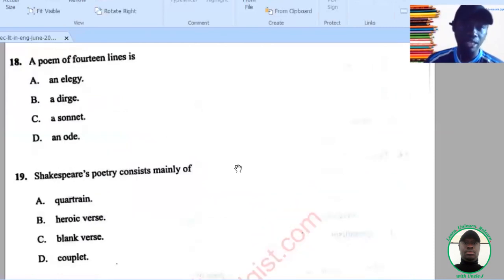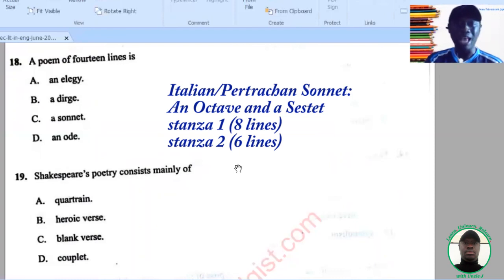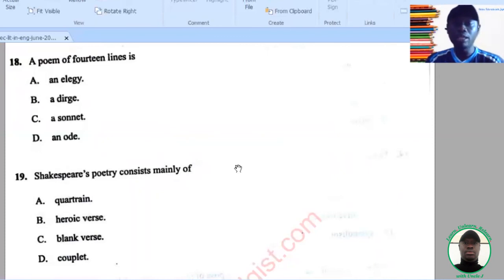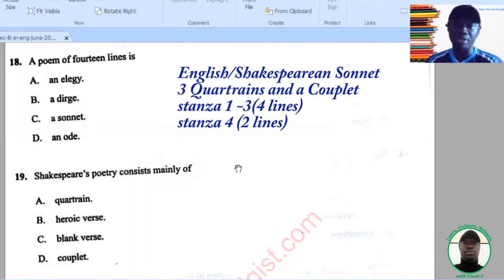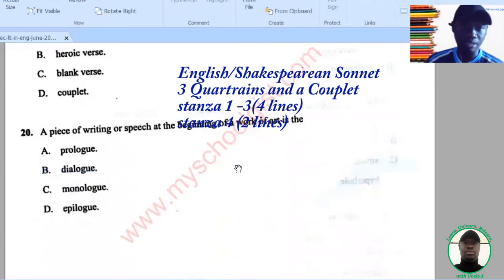Now let's go back to question 18. Remember I told you here that there are two types of sonnet, the Italian or Petrarchan and the Shakespearean or English. The Shakespearean or English type of sonnet consists of 3 quatrains and a couplet. The Shakespearean sonnet consists of 3 quatrains and a rhyming couplet. So the dominant lines of poems in Shakespearean poems is quatrain. So you have 3 quatrains and a rhyming couplet. So quatrain, option A, is the correct answer.